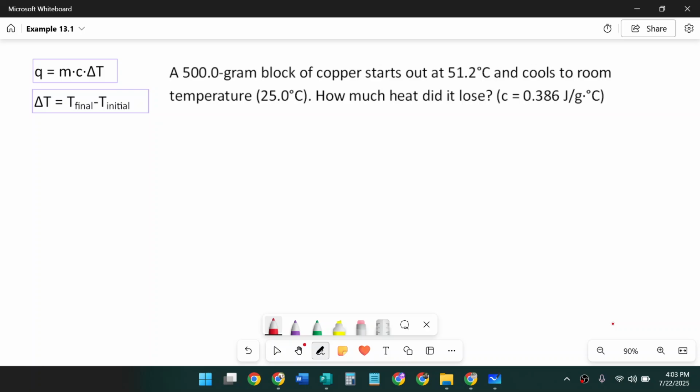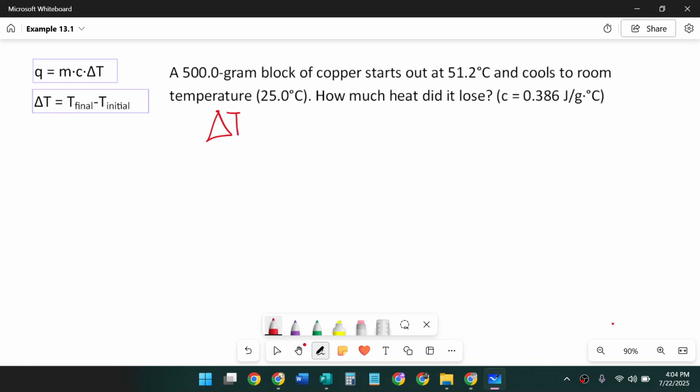So we have the temperature that it started out as, and we have the temperature it ended up as. And so if we take those two numbers and put them in the change of temperature, or delta T, the little triangle T equation, we can figure out the change in temperature, and then we'll have all the pieces we need to put it into our heat equation. So let's start with that.